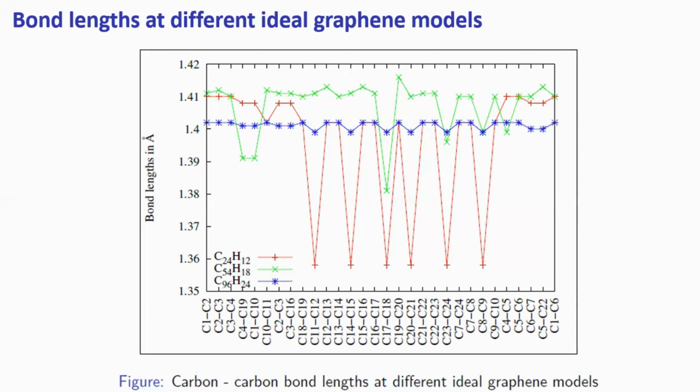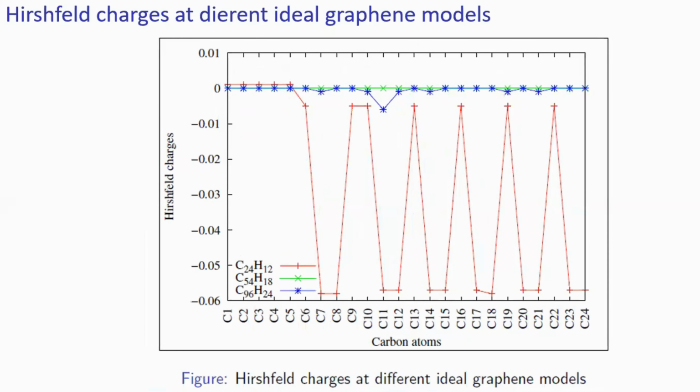But if I think about the C96, the bond length variation is still very slow, and it is almost coming to the nearest to the experimental carbon-carbon bond lengths of graphene. Then we know that for ideal pristine graphene, the carbon charge will be zero. That means carbon atoms won't have any charge. Here you can see at the C96, it has a carbon-carbon bond length near to graphene carbon atoms, and the charge is also almost zero.